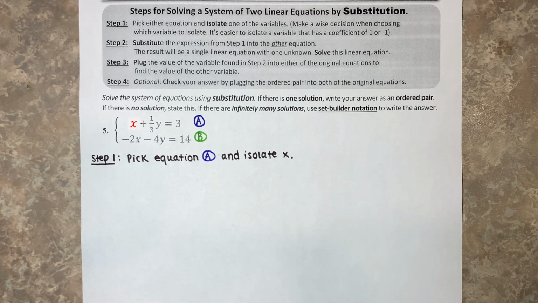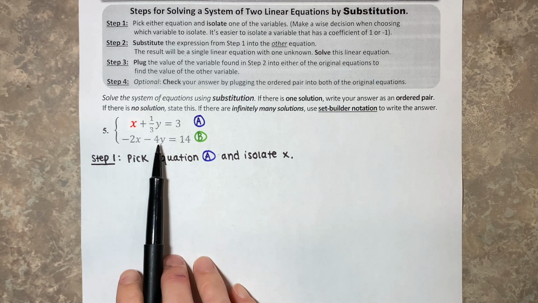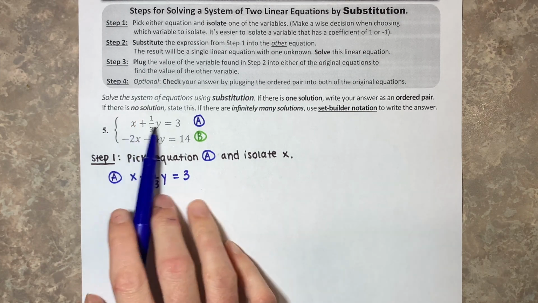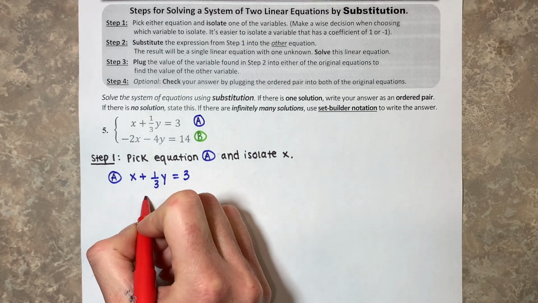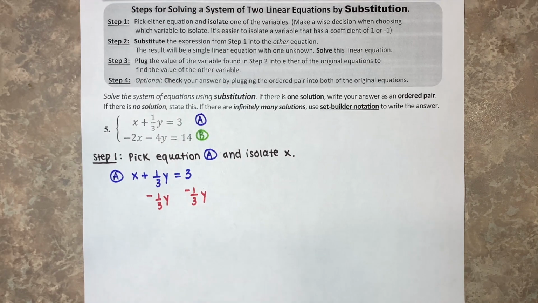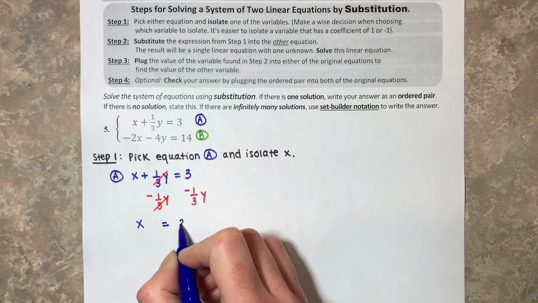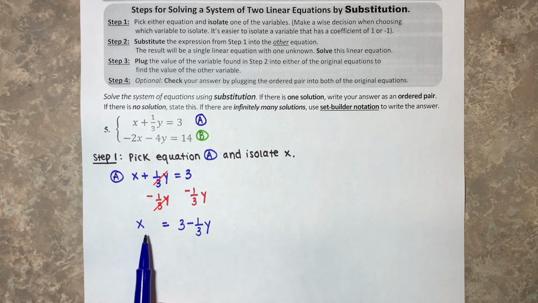But if you prefer, you could isolate y in equation A, or you could isolate either x or y in equation B. All of those ways will get you the correct answer in the end. So I've started by copying down equation A, and since x has a coefficient of 1, it's going to be very quick to isolate. All we have to do is subtract away the 1/3 y. And that will leave us with x is equal to 3 minus 1/3 y. So we've successfully isolated x. Now we can move on to step 2.